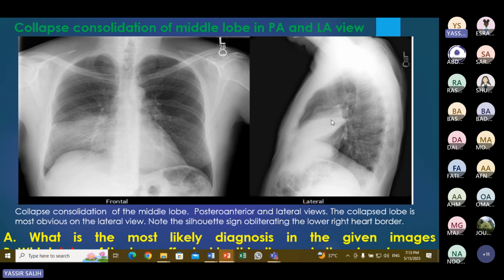You can look and see this is the area of the right middle lobe. If you remember, the right middle lobe is located inferior to the horizontal fissure. This is the horizontal fissure, the horizontal line, and anterior to the oblique fissure. This is the oblique fissure. This is the right middle lobe. The opacity is clearly seen in the lateral view.